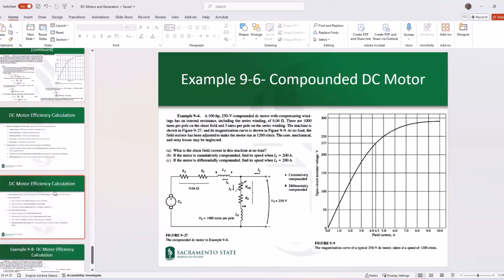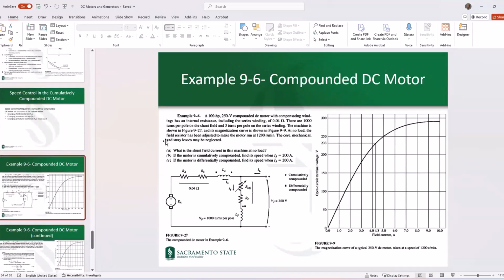Now let's go to example 9.6. In example 9.6, we have a compounded DC motor with these characteristics. There are 1,000 turns per pole on the shunt field and 3 turns per pole on the series winding. The machine is shown in this figure. The magnetization curve is shown here. At no load, the field resistor has been adjusted to make the motor run at 1200 RPM. The core, mechanical, and stray losses can be neglected.